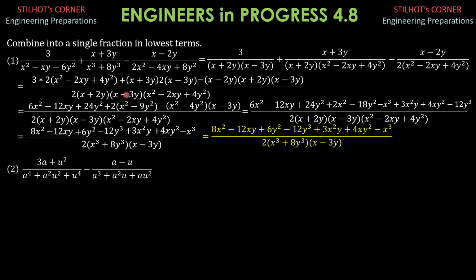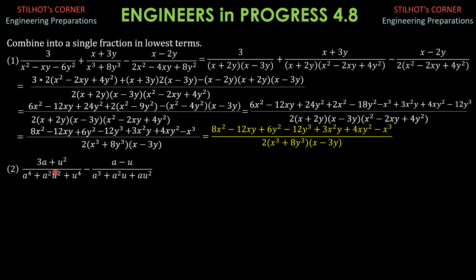I hope that those who paused the video and attempted to answer this problem have the same answers. So as long as the terms in the numerator are the same, then they are not just in the same manner arranged in order as this, it's still correct as long as the terms are exactly the same. So let's proceed to the next one.